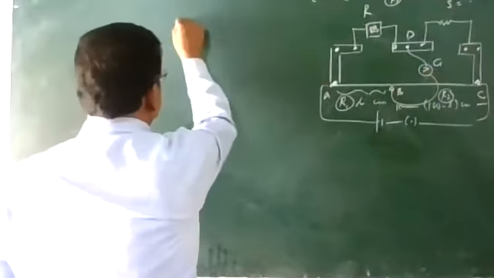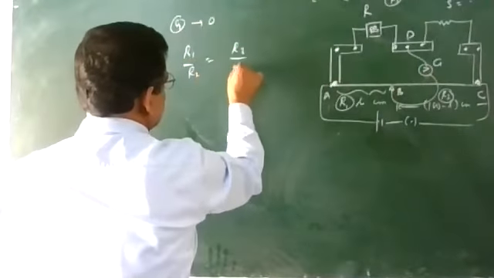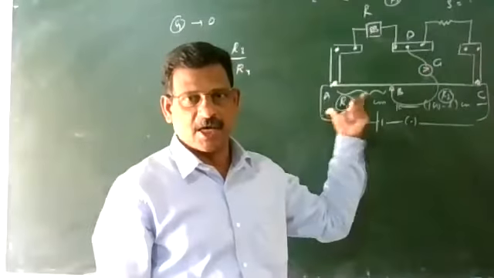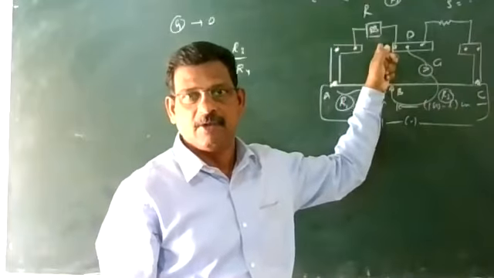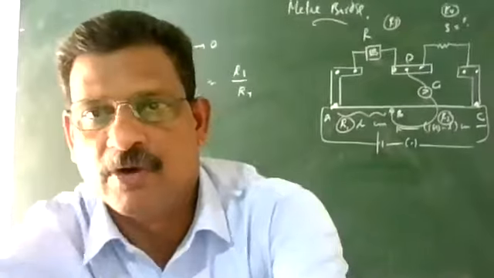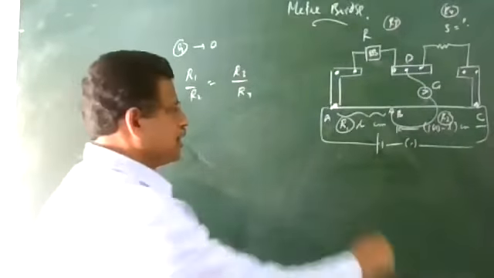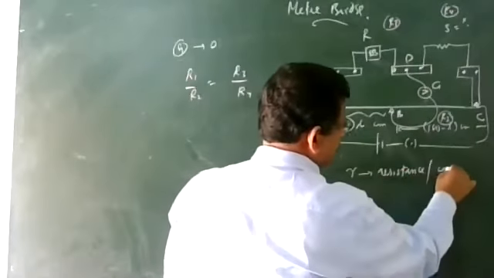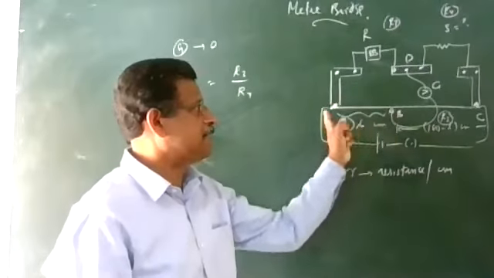When the bridge is balanced, the condition is R1 by R2 is equal to R3 by R4. You have to recognize R1, R2, R3, R4 here. Between A and B is R1, between B and C is R2, between A and D is R3, and between C and D it is R4. Suppose I am taking small r stands for resistance per unit length of the meter bridge wire. The AB length is L.